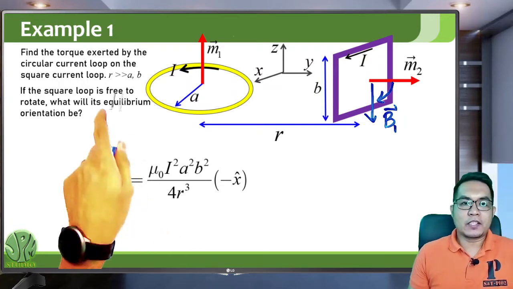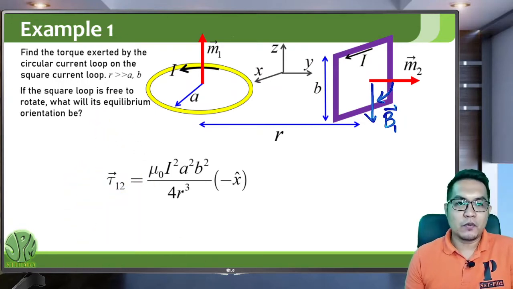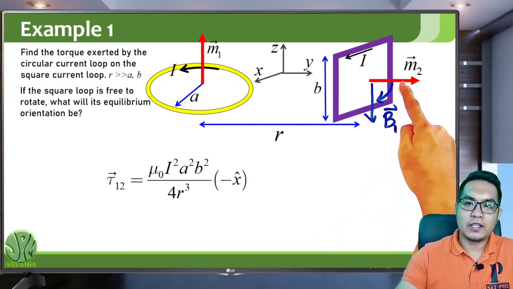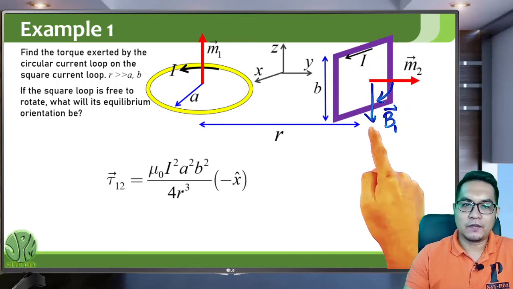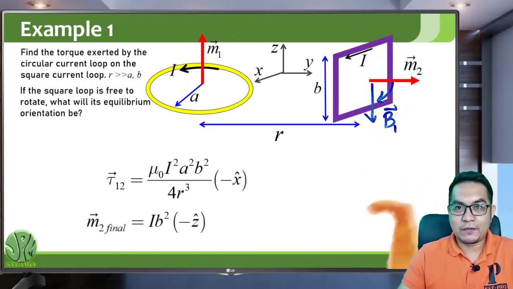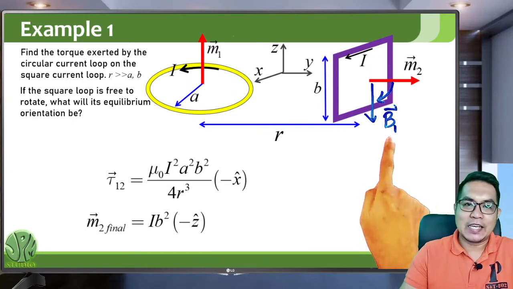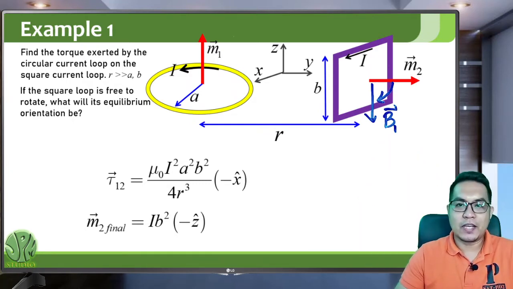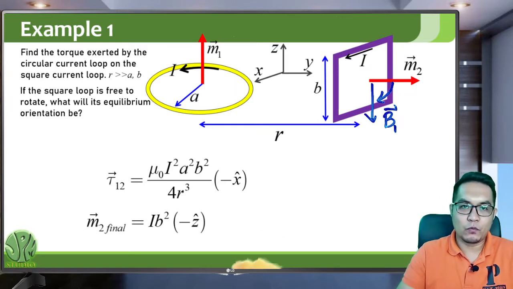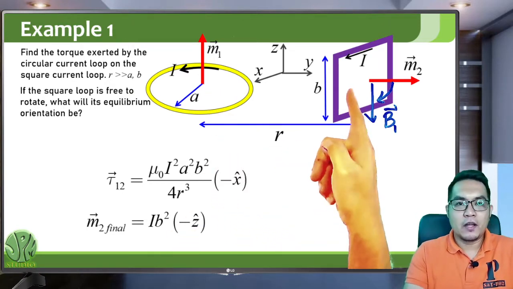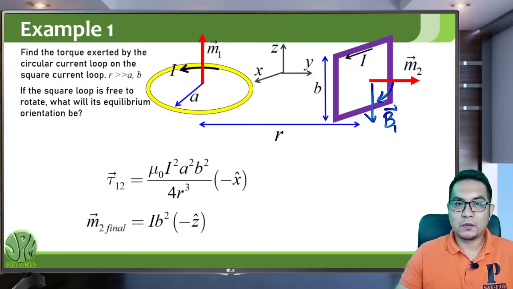Okay, so there's a second question. If the square loop is free to rotate, what will its equilibrium orientation be? Since it is free to rotate, it will align with the magnetic field here. So the final position of the magnetic dipole moment vector m2 will be I b squared negative z hat, since B1 is in the negative z hat direction. It will just align with the external magnetic field due to m1. You can also do the reverse for this situation: what is the torque exerted by loop 2 on loop 1?